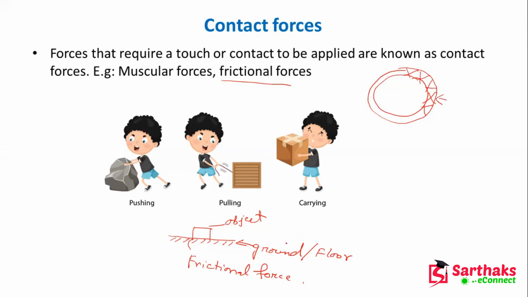That means for the frictional force, I need some contact, because of the friction between the floor and object, or the friction between the road and the tire. Another contact force is the muscular force. Here also we need contact with the object, right? I want to lift one object, push one object, pull one object, I want to carry the gift box. For everything I need to use the muscular forces.